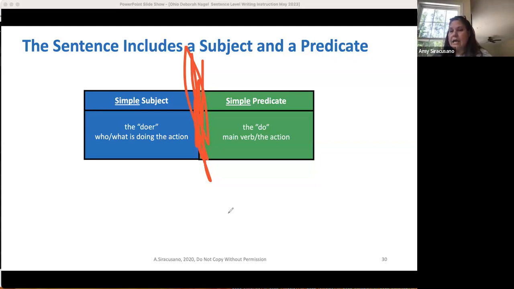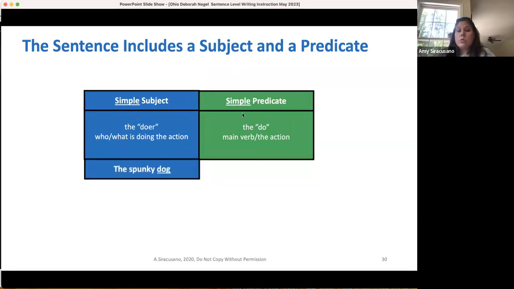9 times out of 10, it's the extra words that get in the way of the student understanding what they need to do, because they can't find the doer and the do. This all relates back to comprehension. So everything that we're going to do here, we want to be able to bring up during our read alouds. So when we have a sentence like the spunky dog ate the toy, I need them to be able to find the simple subject, dog, and then ate, right?